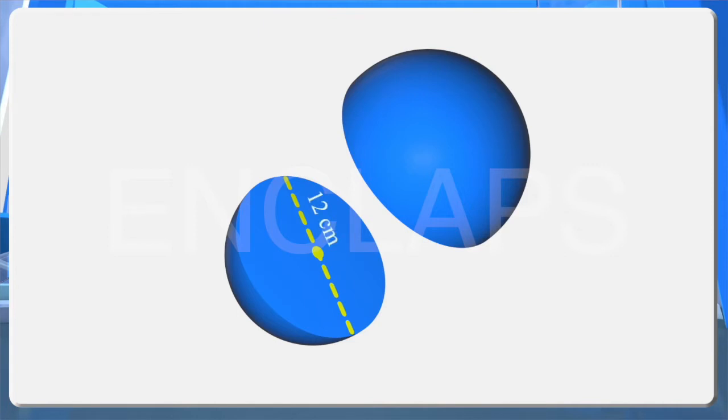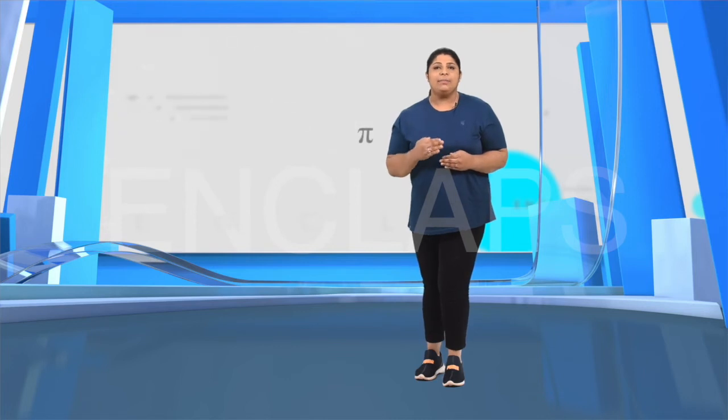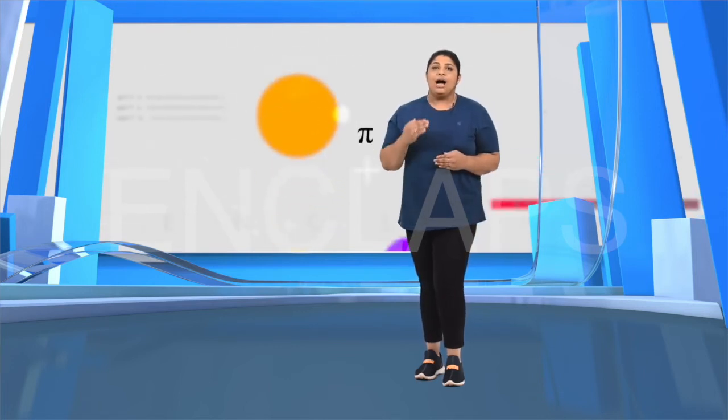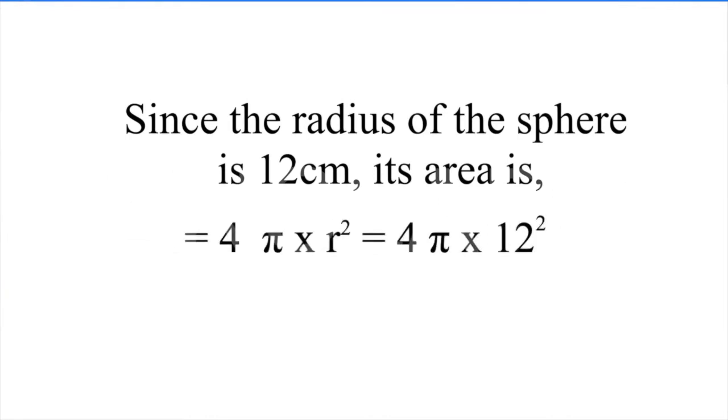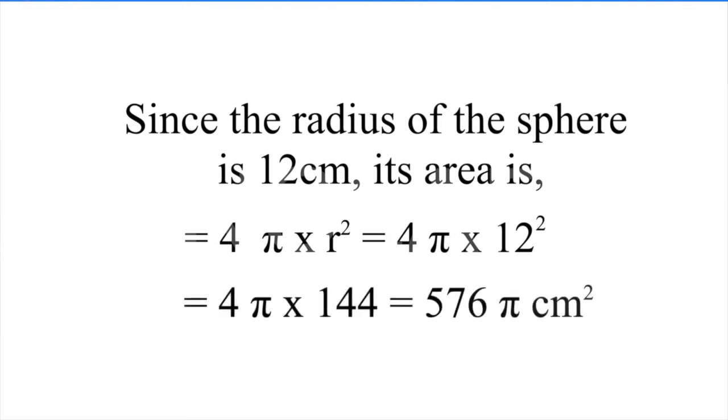Let us check another problem. A solid sphere of radius 12 centimeter is cut into two equal halves. What is the surface area of each hemisphere? The surface area of the hemisphere consists of half the surface of the sphere and a circle. Since the radius of the sphere is 12 centimeter, its area is 4 pi r square = 4 pi into 12 square = 4 pi into 144 = 576 pi centimeter square.